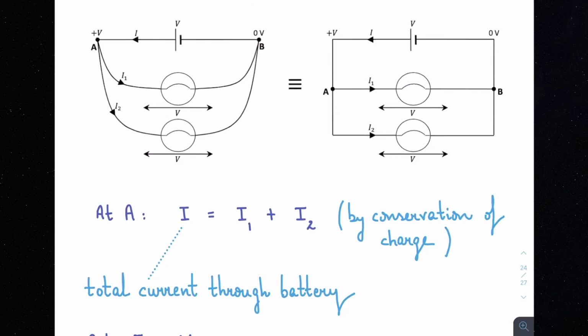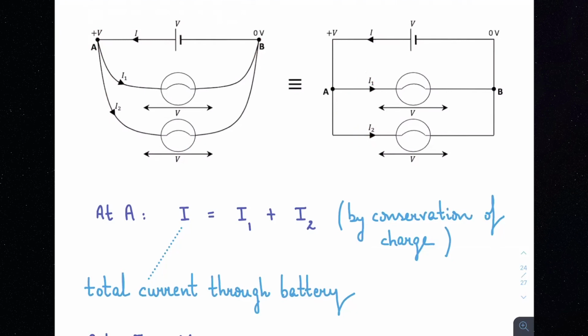Note also that if a switch were to be connected in series with each lamp, for example, a switch here or here, then it would be possible to operate each lamp individually. So that is another advantage of having connections in parallel.